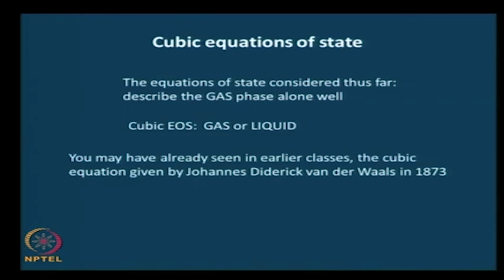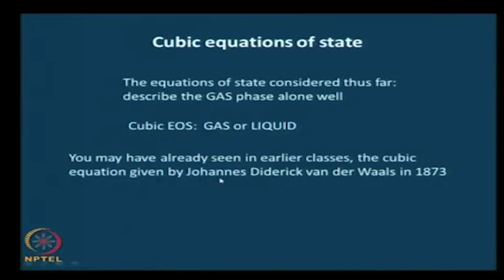And what might be surprising is that you have already seen one of the cubic equations in your earlier classes. I am sure you would have seen the van der Waals equation, given by Johannes Diederik van der Waals, way back in 1873. Even if you do not remember the name, you may remember the equation: P equals RT by V minus B, minus A by V squared. Let us call this equation 3.6.